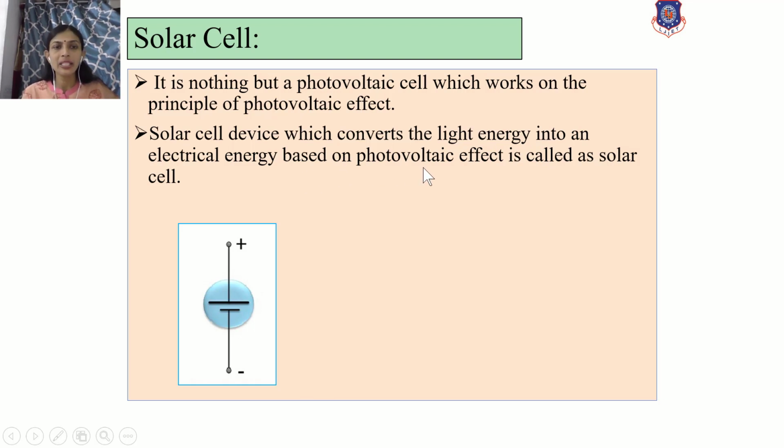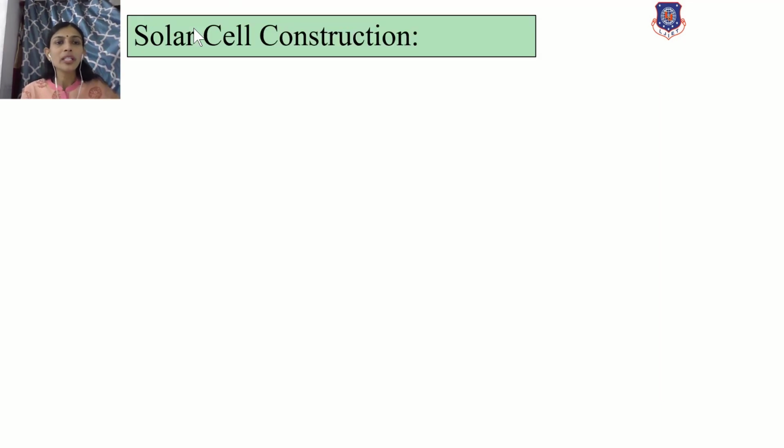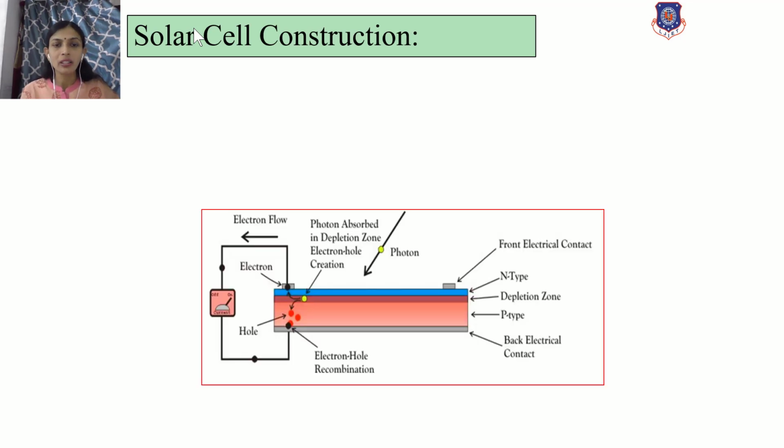A solar cell is a device which converts light energy into electrical energy. This is the principle. Okay, what is the principle of a solar cell? It converts light energy into electrical energy. Okay, fine. So what is the construction of a solar cell? See, look at this, students. This is the construction of the solar cell.